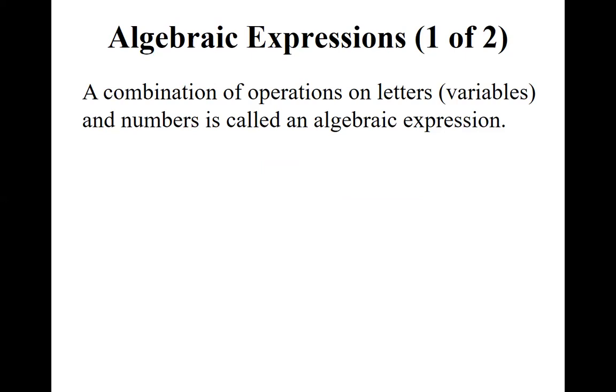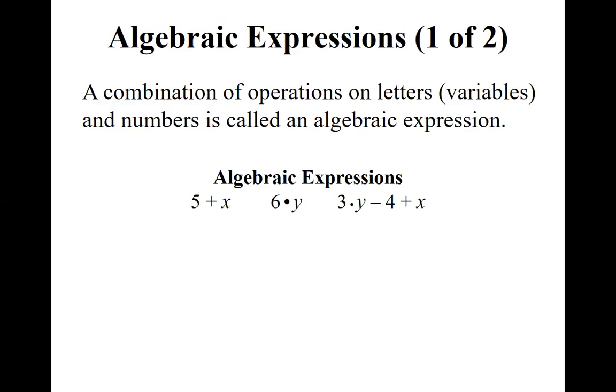A combination of operations on letters, variables, and numbers is called an algebraic expression. Some examples of algebraic expressions would be 5 plus x, 6 times y, 3 times y minus 4 plus x. Adding, subtracting, multiplying, or dividing numbers and letters gives us algebraic expressions.